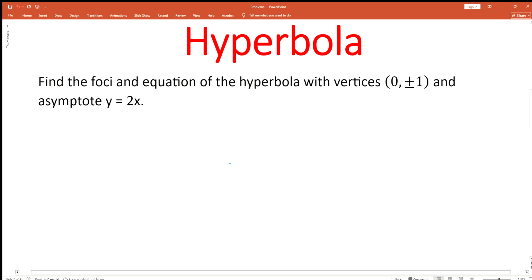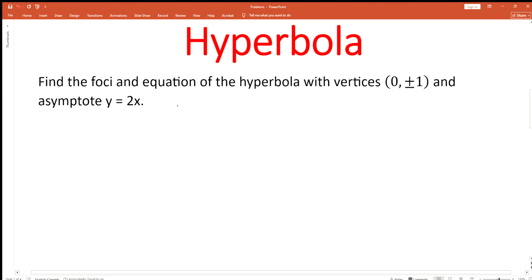In this video, we'll solve a hyperbola problem. As per the problem, find the foci and equation of the hyperbola with vertices (0, ±1) and asymptote y equals 2x. The first step is to analyze the given information.